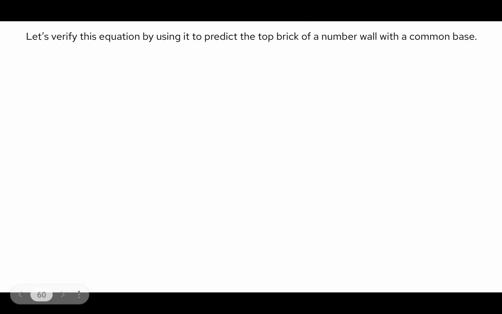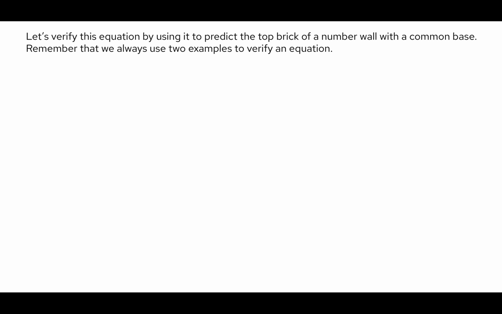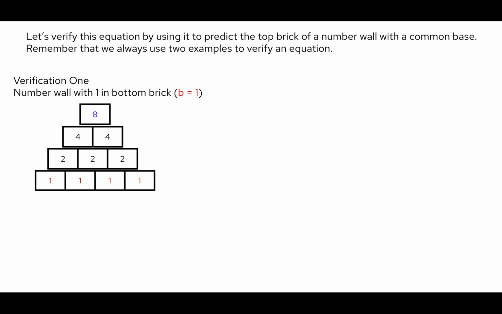So now we're going to verify that our equation is correct to predict the number of the top brick if we have a common base. So remember that we always use two ways to verify or check that our equation is correct. And we start with one that is given. In other words, one that we've already done. So let's do the one that we've already done where the brick at the bottom was 1.